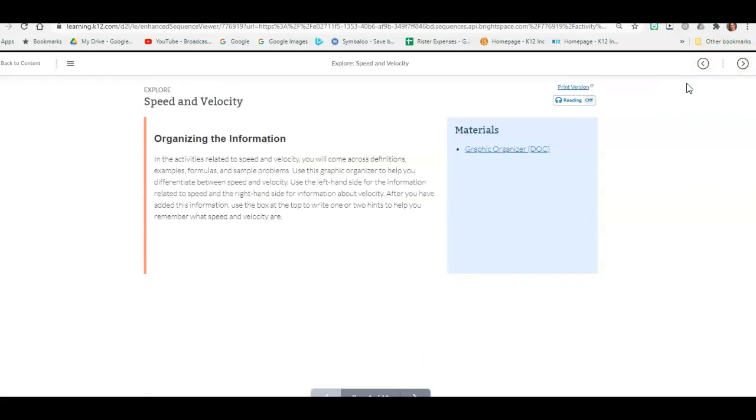You do have a graphic organizer. Again, you are not required to complete it, but if it does help you organize speed and velocity, I do encourage you to do it. You come across definitions, formulas, sample problems, and you can use that graphic organizer as part of your notes to help you differentiate between speed and velocity. So something that is very helpful, but again, not required to be submitted for grading.